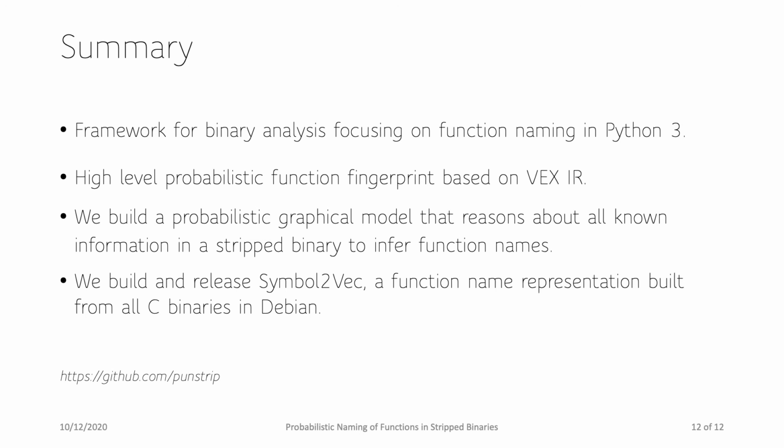To summarize, we build and release an open-source binary analysis framework specifically designed for identifying and labeling functions in binaries. We build a model for predicting function names based on an analysis of the VEX intermediate representation. We build a graph-based conditional random field that combines our probabilistic fingerprint with known relationships between code and data to infer the names of functions in stripped binaries. Finally, we build a vector embedding of function names called symbol2vec based on the analysis of all C ELF binaries in Debian. That concludes this presentation.